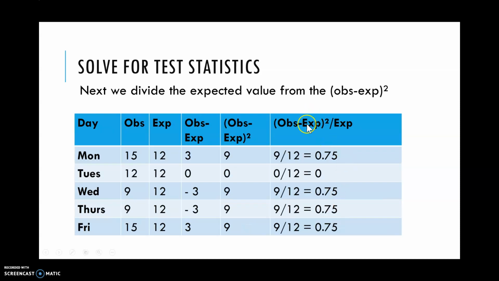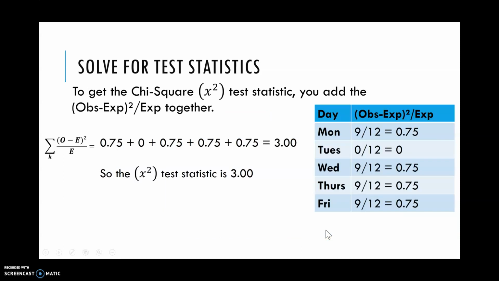All right, and then we're going to take that answer we just got and divide it by the expected value. So remember, the expected value over here was 12. So we're going to take the answer we just got, 9, and divide it by 12. 0 divided by 12. 9 divided by 12, 9 divided by 12, 9 divided by 12. Once I get these values, I'm going to add them up, and that is my chi-square test statistic. So we're going to say 0.75 plus 0 plus 0.75 plus 0.75 plus 0.75, and that gives us 3. And so our chi-square test statistic is going to be 3.